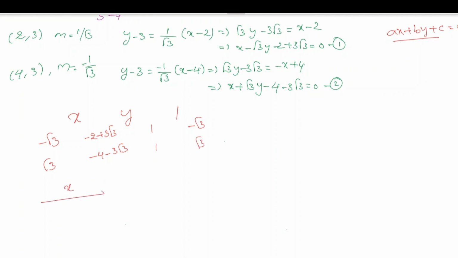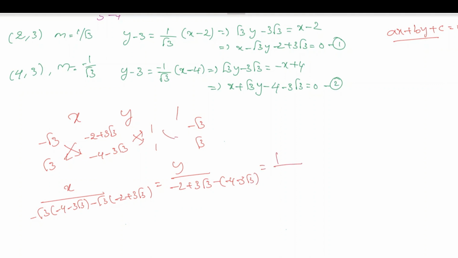Here x upon, like cross multiplication we have to do, minus root 3 into minus 4 minus 3 root 3 minus of root 3 into minus 2 plus 3 root 3 is equal to y upon, again cross multiplication, that is minus 2 plus root 3 minus of minus 4 minus 3 root 3 is equal to 1 upon, again cross multiplication, it is root 3 plus root 3.